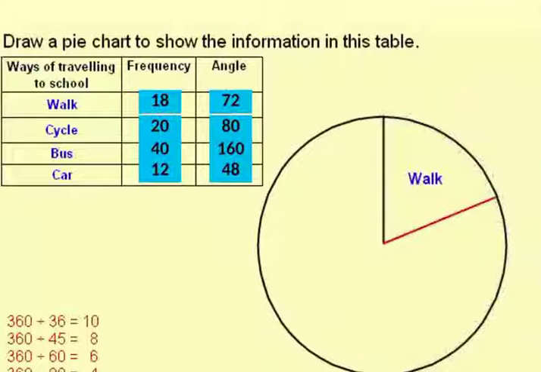I then remove my protractor. I then use a ruler to draw a line to the edge of the circle. I must remember to label it as walk.